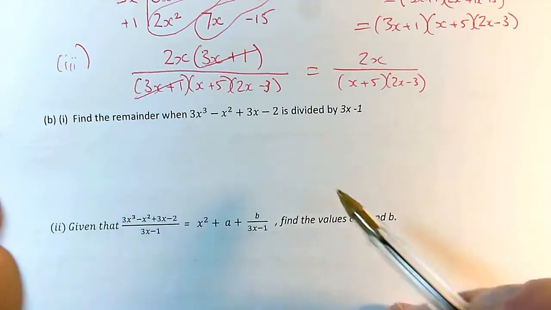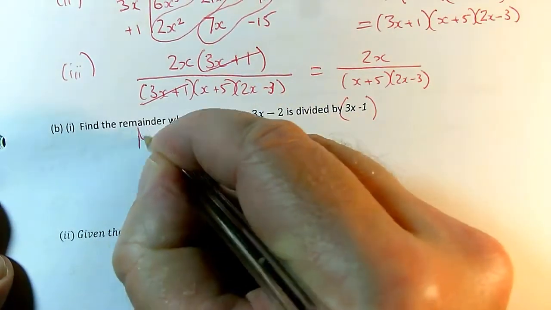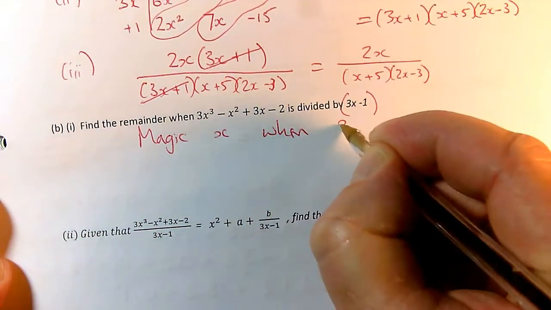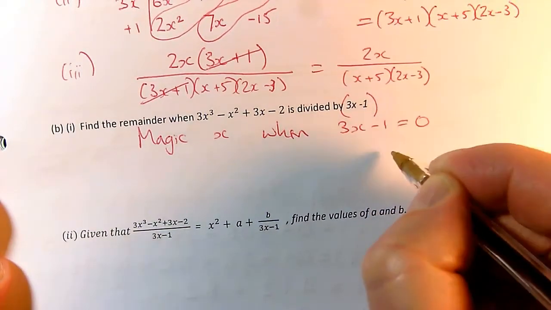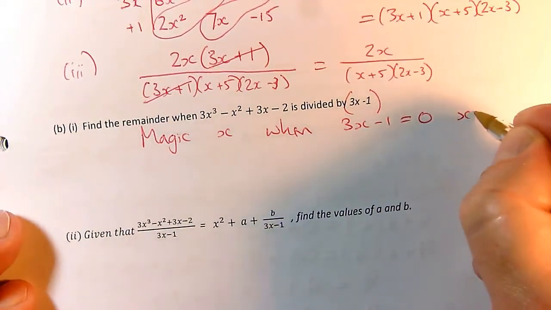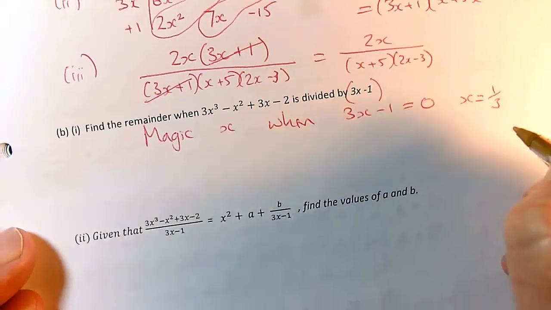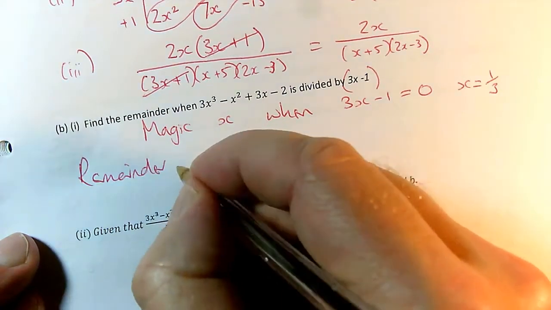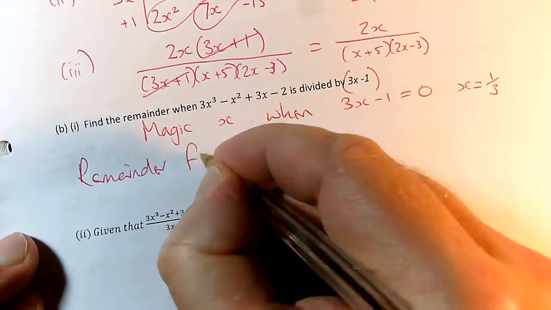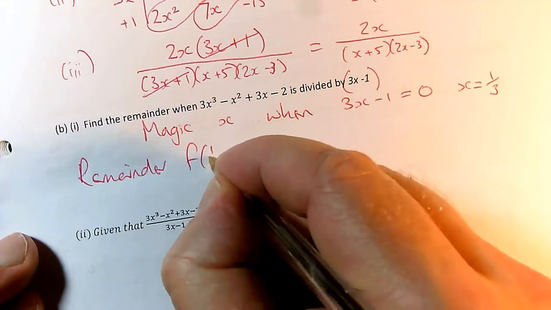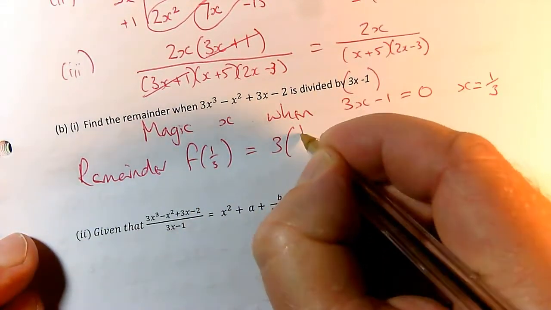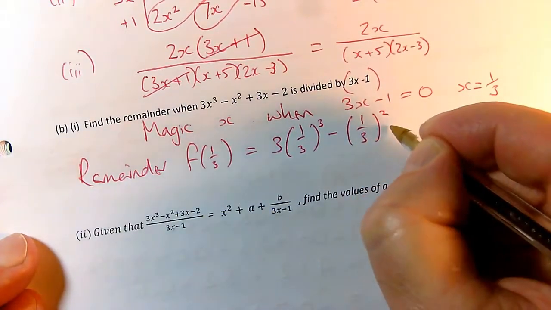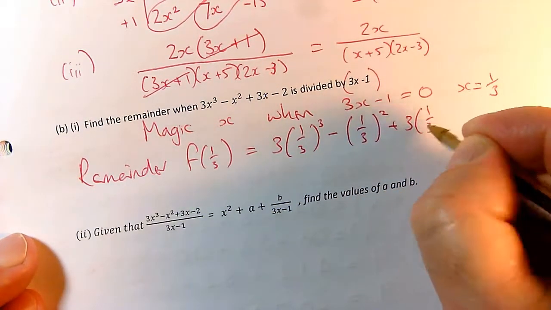So find the remainder. Okay, so I've got a bracket I'm dividing by, so I need to work out what my magic x is. Well, my magic x is going to be when the 3x minus 1 equals 0, which is when 3x is 1, so x equals 1/3. So therefore, my remainder is p of 1/3 or f of 1/3. I mean, if this is called f of x, then this is f of 1/3, which is 3 times 1/3 cubed minus 1/3 squared plus 3 times 1/3 minus 2.